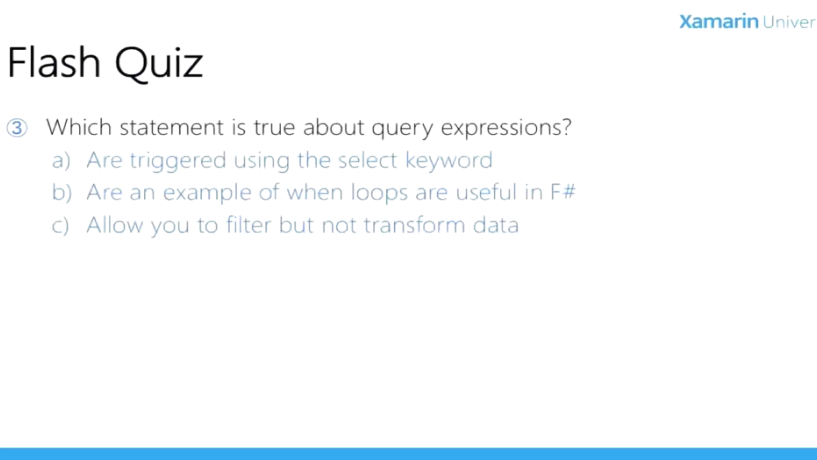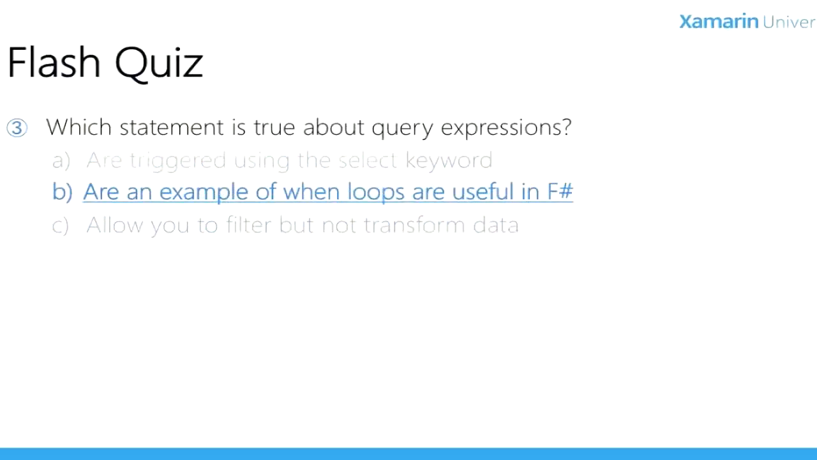Question 3. Which statement is true about query expressions? A. Query expressions are triggered using the select keyword. B. Are an example of when loops are useful in F#. Or C. Allow you to filter but not transform data. And the answer is B, are an example of when loops are useful in F#.